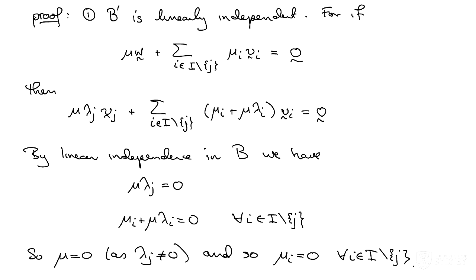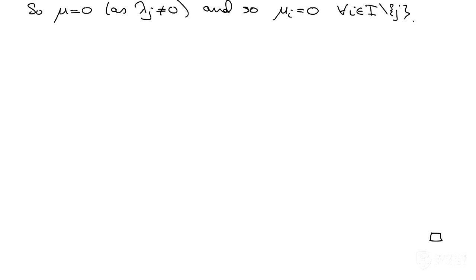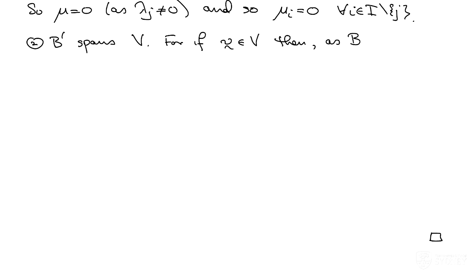And the next thing, of course, is we have to show that B prime is a spanning set. So to do that, if we have any old vector in V, because B is a spanning set, we can write v as a linear combination.